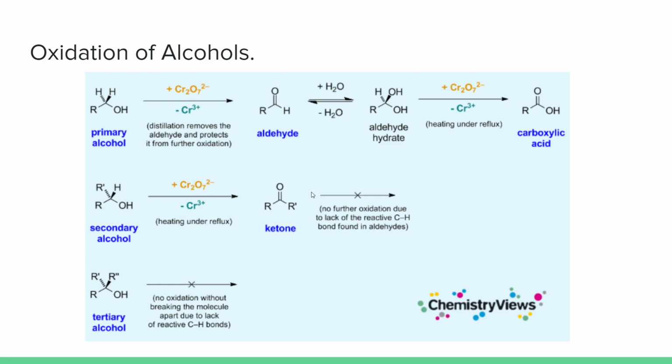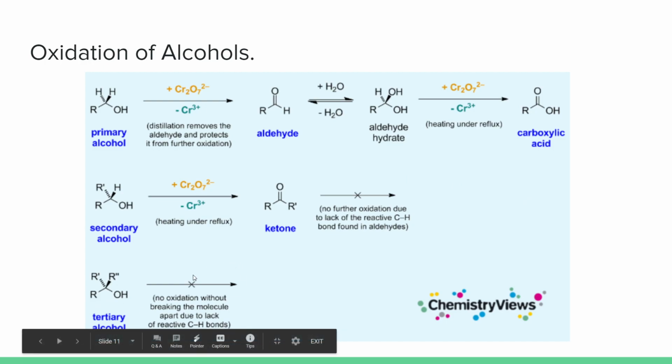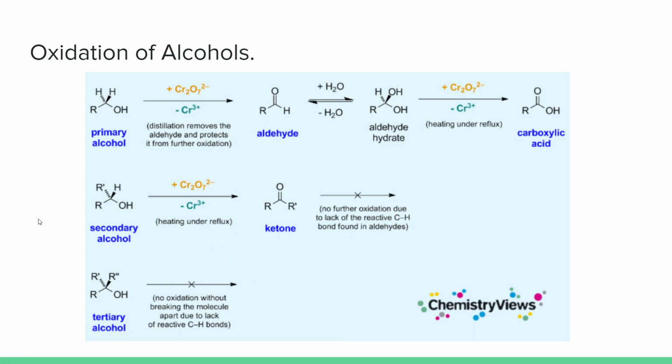For a secondary alcohol, you'll notice that instead of making an aldehyde, because that alcohol group is not on the end, it'll end up making a ketone, and then we'll have no further oxidation available to us there. For a tertiary alcohol, you're actually not going to be able to get any oxidation because there's going to be a lack of reactive CH bonds that'll help us with this. So there's not really a way for us to attack that correctly with the oxidizer that we want to add in there.